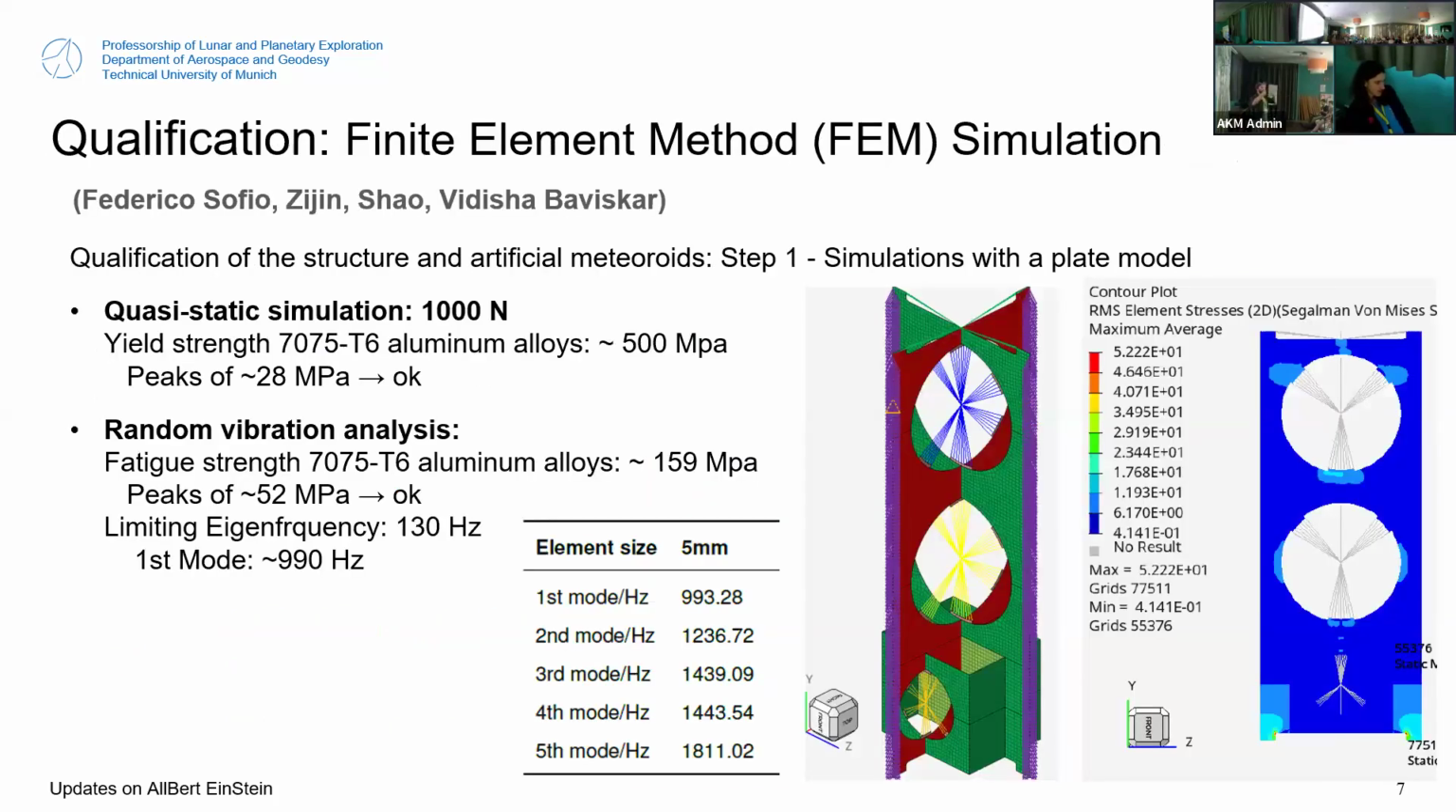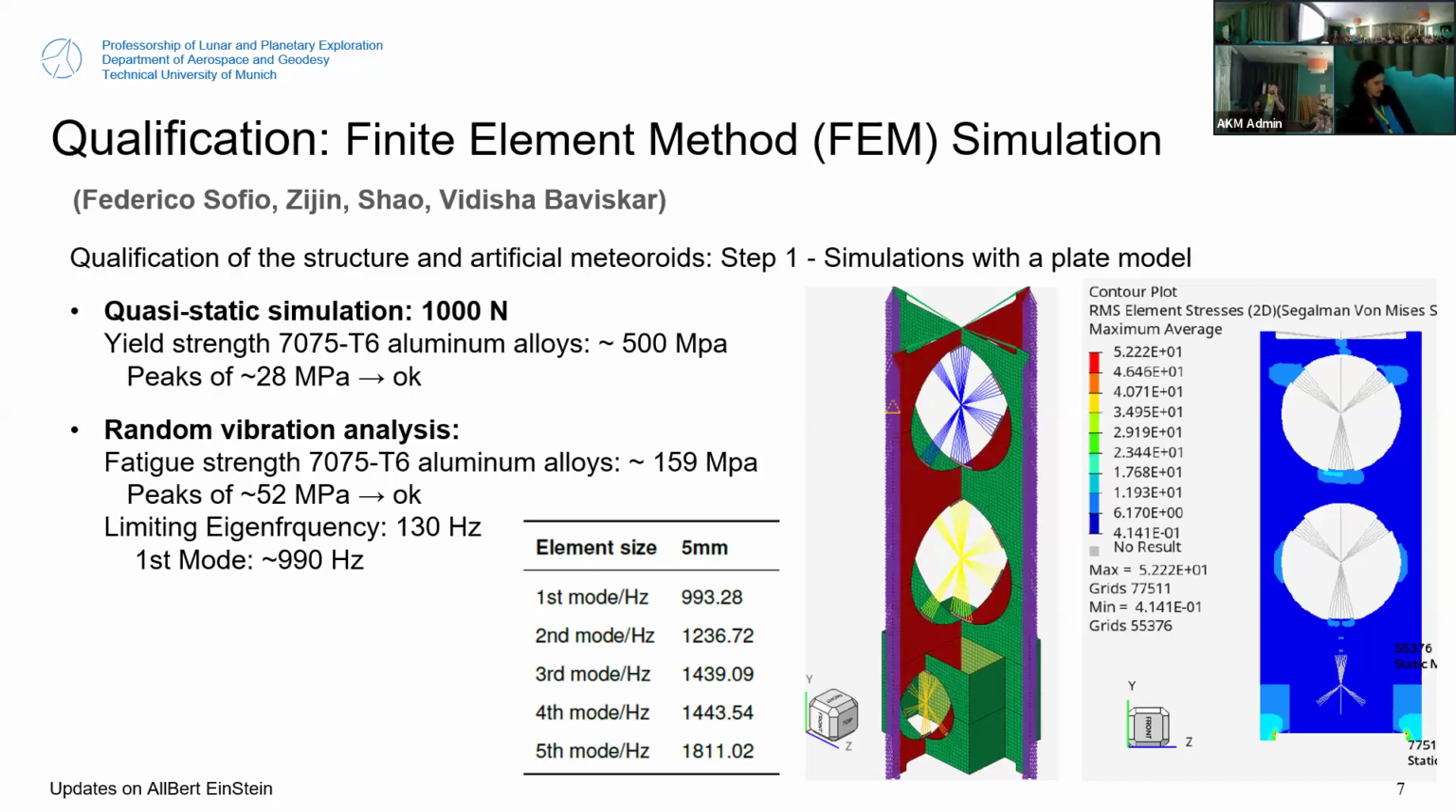That was the re-entry. But another point to consider is the launch. We have to go up somehow. And here we did the following. We did a FEM simulation. In this simulation, we created a very nice model of a thin plate, modeling the spheres as just point masses connected to the outside structure. And then we did different tests. We did a quasi-static simulation, with a force of 1000 Newton, and we did random vibration analysis.